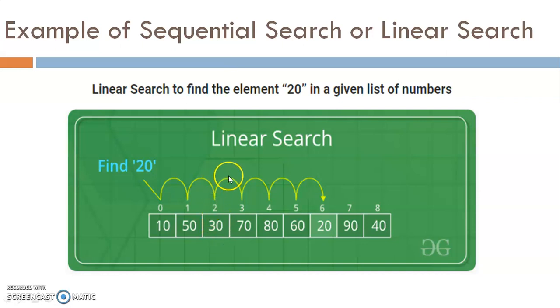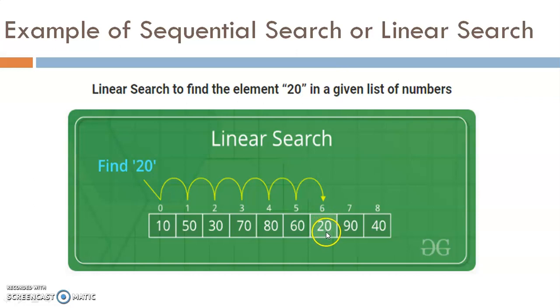So this procedure is repeated for the next element. Again 20 and 70 are not equal. Then again the procedure is repeated. The next element is 80. 80 and 20 are not equal. Then again the comparison is done for the next element, 60. 60 and 20 are again not equal. Then again the next element. Now the element at array index 6 is 20.